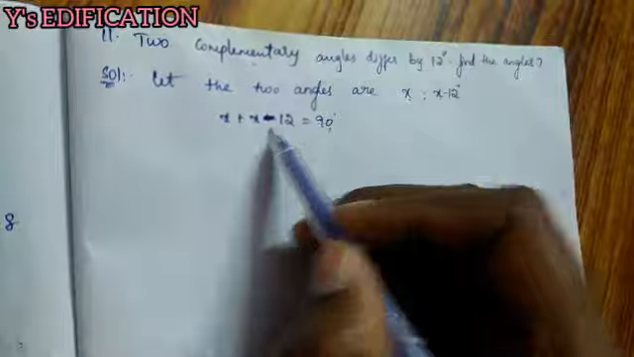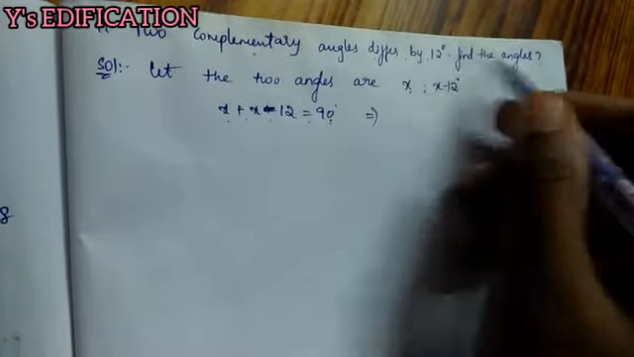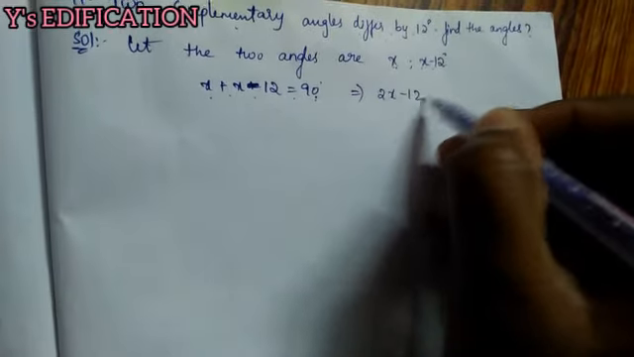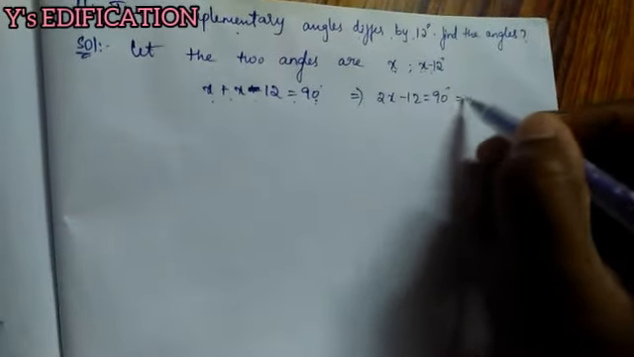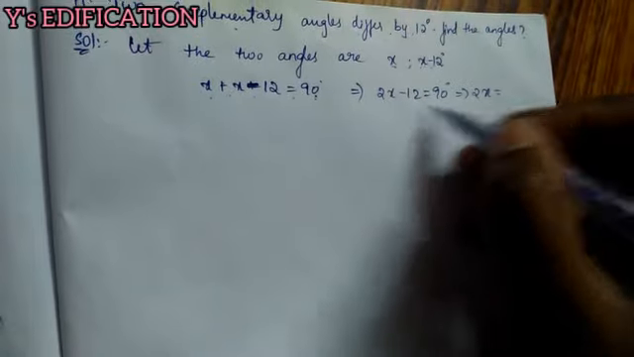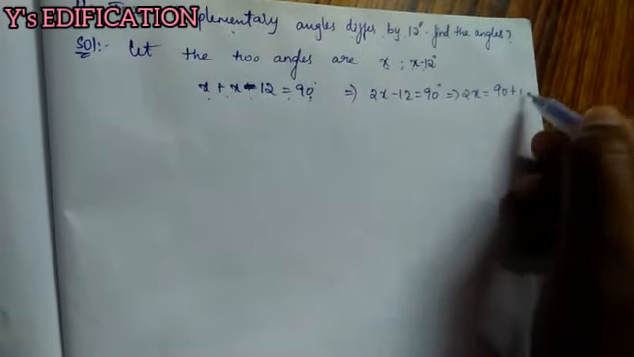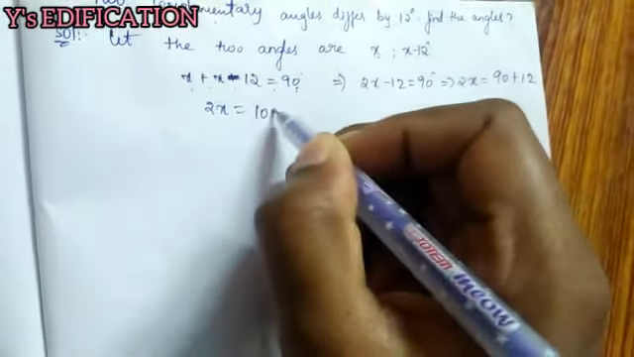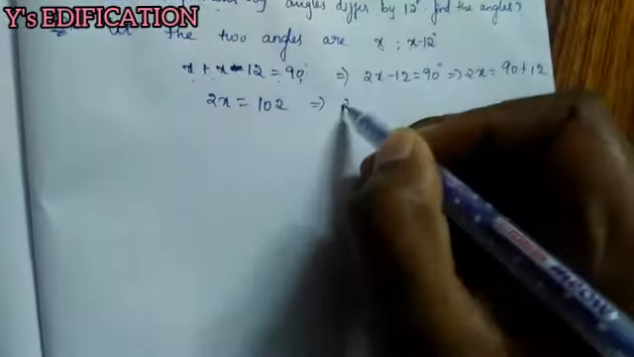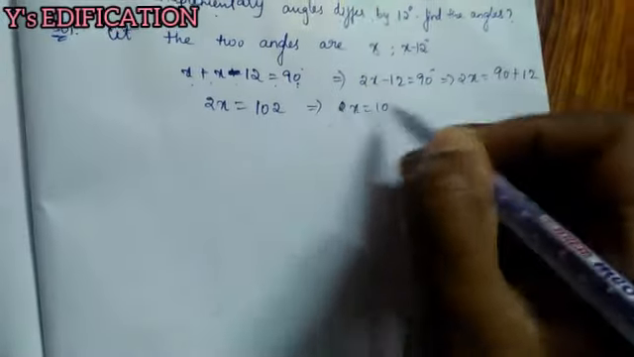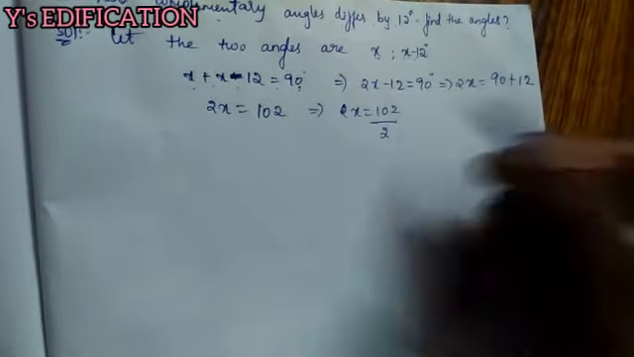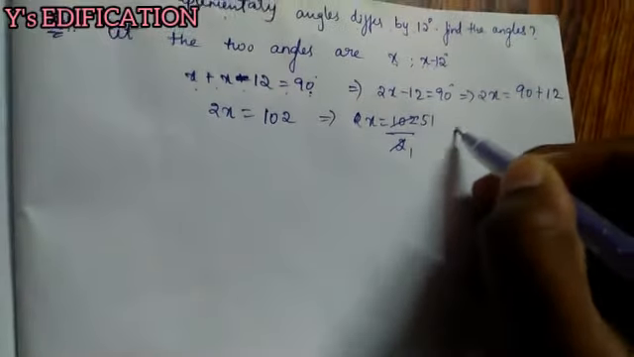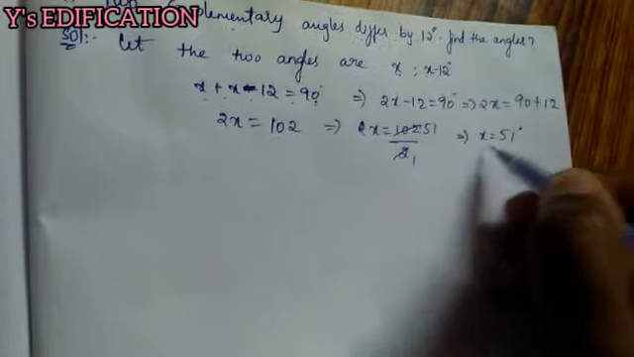So x plus x minus 12 is equal to 90. We have to find this value. So x plus x is 2x minus 12 is equal to 90. I want the x value, so I'll send this 12 to the RHS. So 90 plus 12, 2x is equal to 102. So x is equal to 102 by 2, which is 51. So one angle is 51 degrees.